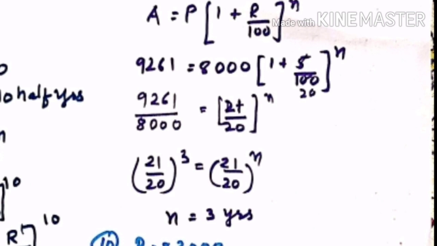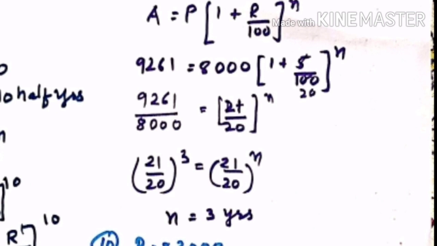Okay, so now let's move on, A is equal to P times (1 plus R upon 100) power n, that is our formula. Now place the values. Amount 9261, principal 8000, and 1 plus 5 by 100 power n. Here it is not given half yearly, so we will put it as it is. Now cancellation, 5 twenties are 100. Then 9261 divided by 8000 is equal to, here 20 plus 1 becomes 21 by 20 power n.